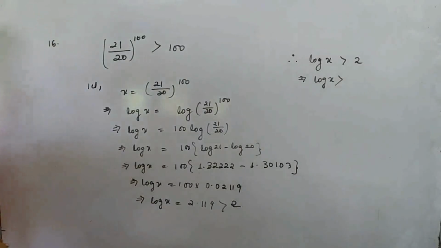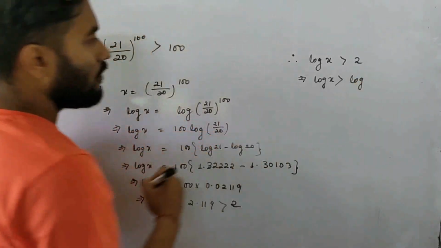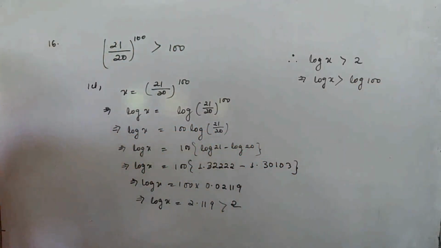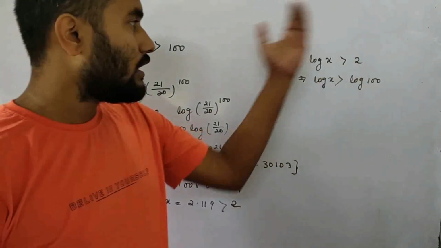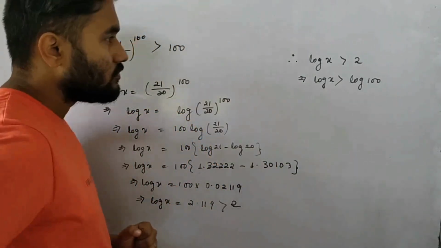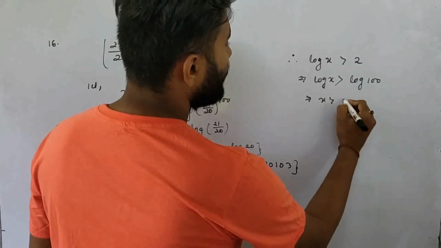Now how can I bring 2? Log of 100 is 2, isn't it? 100 is 10 square, so 2 will come in front, and log of 10 base 10 is 1. So log of 100 is 2 only. So the log cancels. What we have got is x is greater than 100.